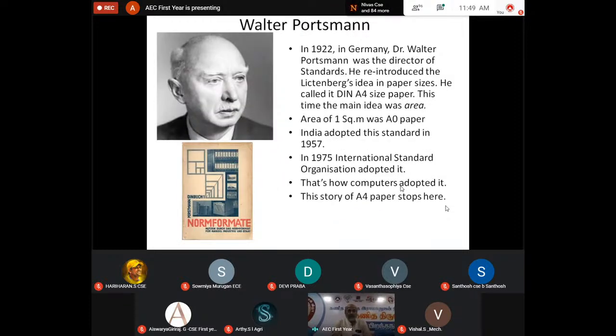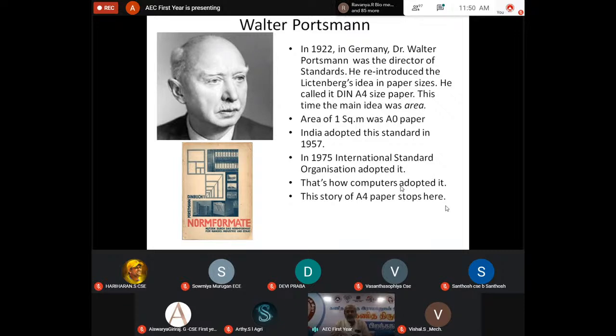So then comes this man, Walter Portzmann. Germany was in the forefront of technology in the early part of the 20th century. All the engineering standards were discovered and implemented by Germans alone. Because they were in the forefront, you must remember the galaxy of scientists Germany produced, including Einstein, including Planck, including very eminent mathematicians of the day. The only comparison is America, where now all the intelligent people and Nobel laureates are concentrated. It was the case in early 20th century as far as Germany was concerned. So in Germany, in 1922, Walter Portzmann was the director of standards.